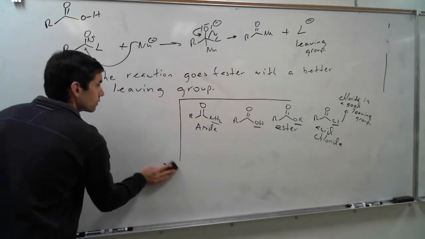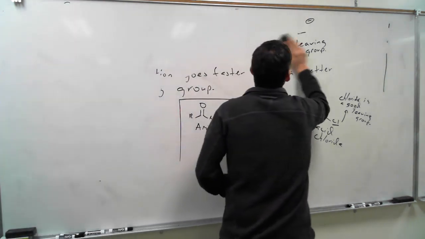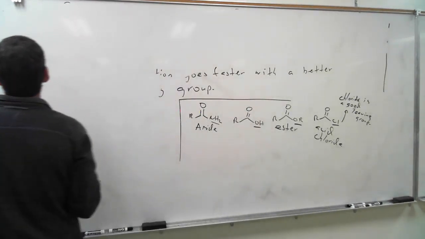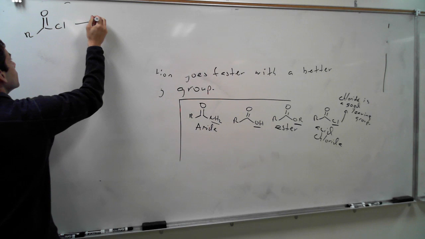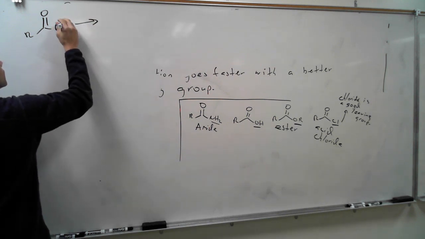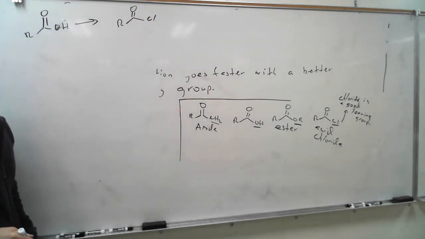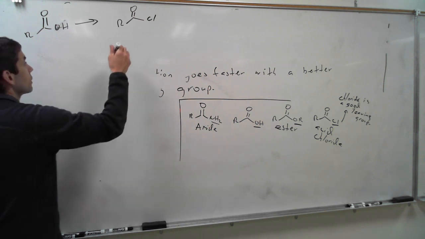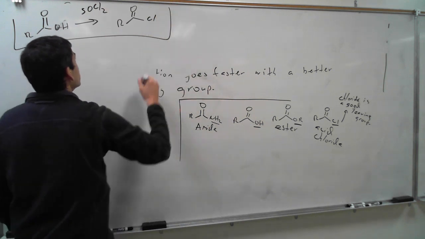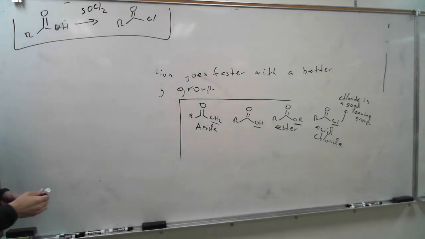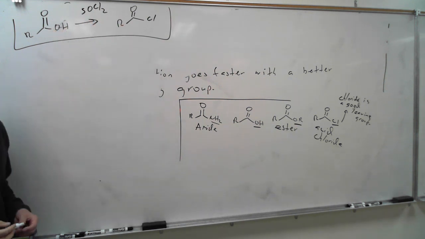So I'll leave you with one reaction: how can we go from a carboxylic acid to an acid chloride? We're going to use SOCl2. This is our big reaction. So that's our reaction for this video: I can take a carboxylic acid, react it with SOCl2, and convert it to an acid chloride.